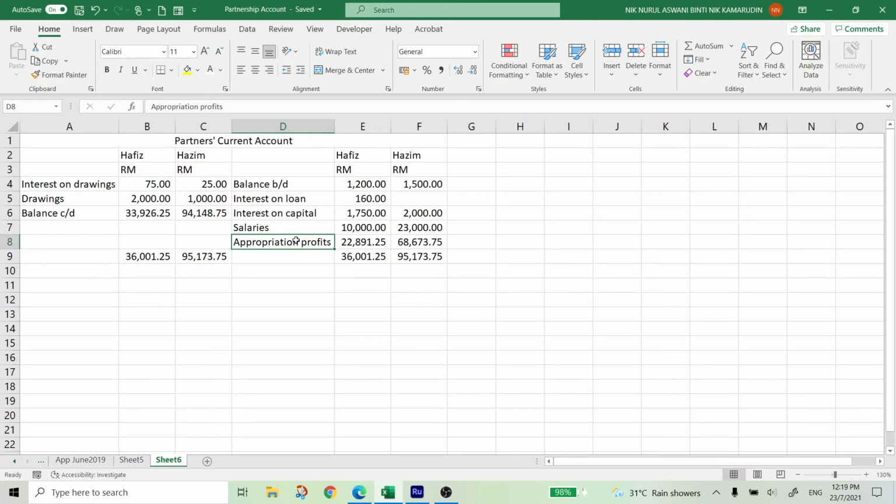What if you get a net loss instead of net profit? The appropriation loss will be on the debit side of the partners' current account. Then you are going to reduce the partners' current account by the interest on drawing and the drawing. Then you calculate the balance c/d as usual. And then that's it, balance everything, and you have finished preparing, or updating, the partners' current account. That's all. Okay, thank you.